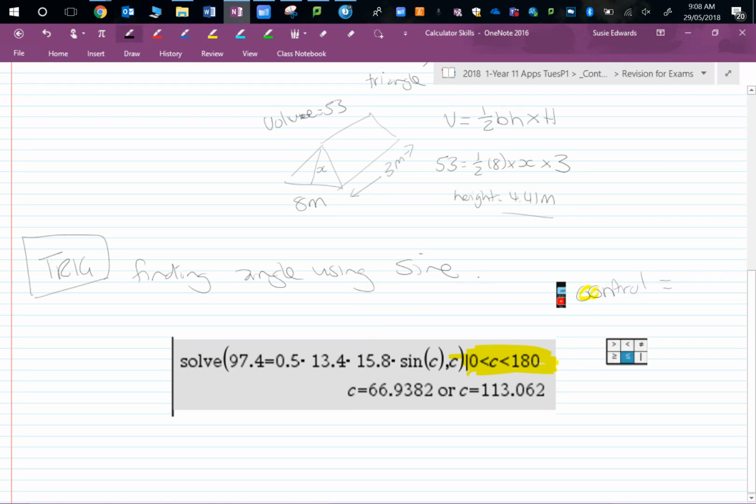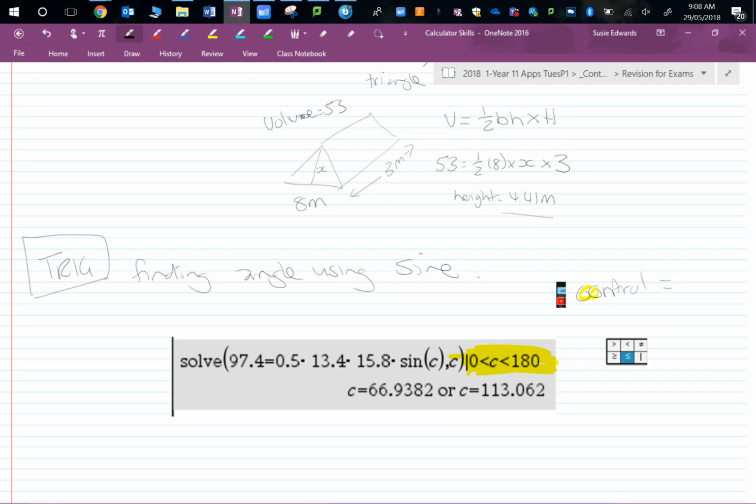If you're going, God, Miss Edwards, that's 1,000,000 buttons. I can't remember that in my exam. How can you expect me to? How do you help yourself? Put it in your notes, okay? Whenever you have a calculator, you have notes.